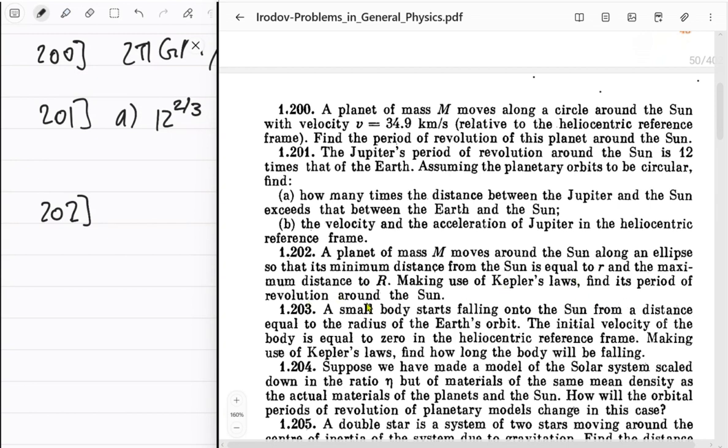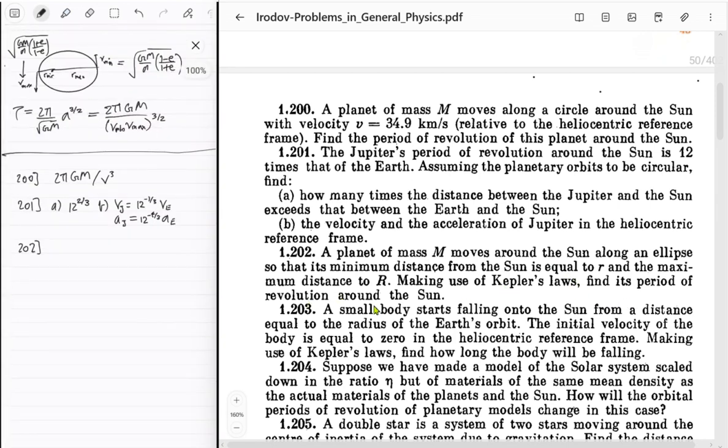We already know what the period of revolution is. It's just this thing. But what is A? They didn't give us A explicitly. They just told us the minimum distance is small r. The maximum distance is just capital R. What is A? It's just going to be small r plus capital R upon 2.